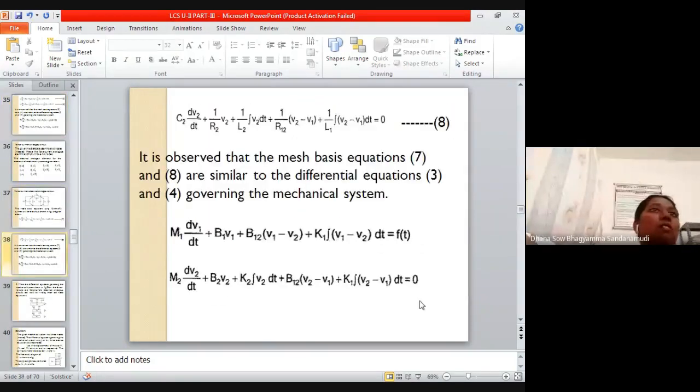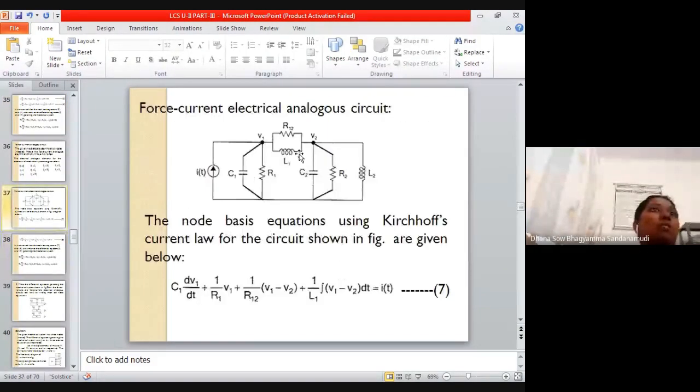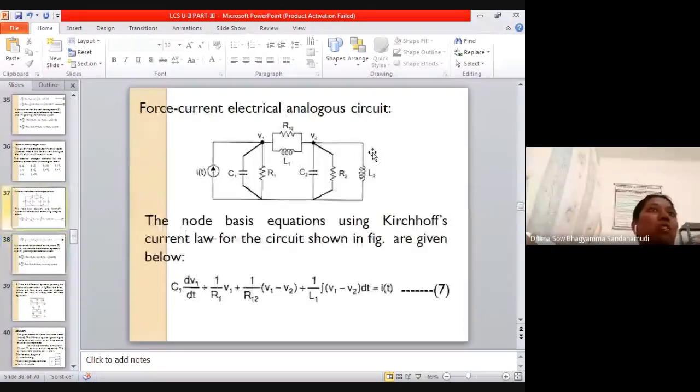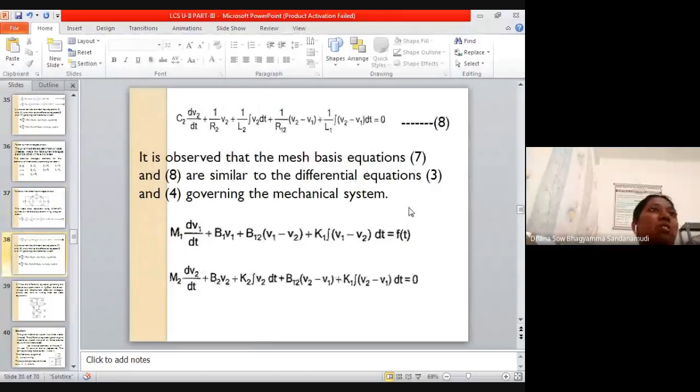Okay, next equation at node 2. Entering currents are not there. It's your wish, you can consider all the currents entering or all the currents leaving. Here I have considered all the currents are entering the node. That's why I have written this equation. So you have got two equations now. You compare it with your mechanical equations. If you compare, they will be similar.